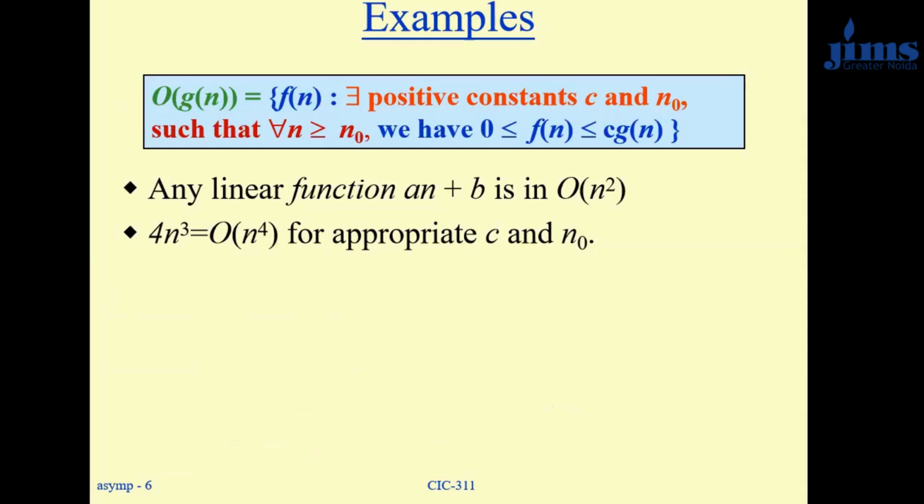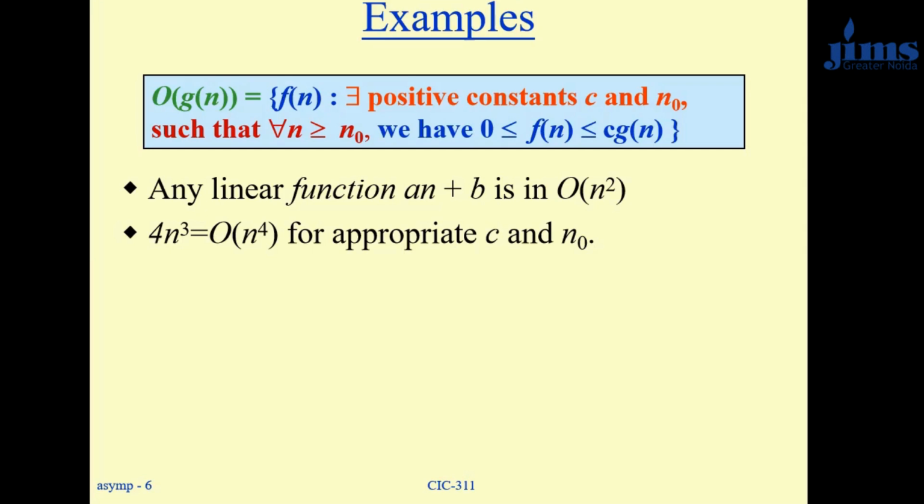Discussing the examples, if there is any linear function a(n plus b), where a is a constant value and b is also a constant value, I could say that it is big O of n also, and it is big O of n square also. Why so? Because if it is big O of n square, g(n) is n square. What does the big O notation demand? It demands that C g(n) should act as the upper bound of function f(n).